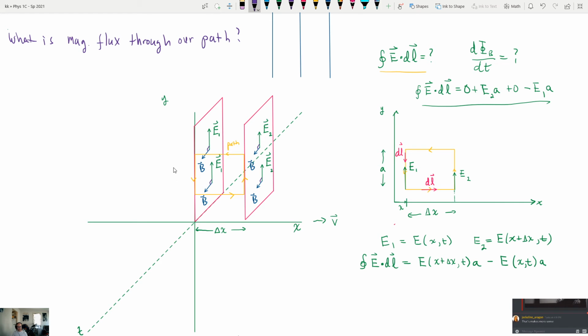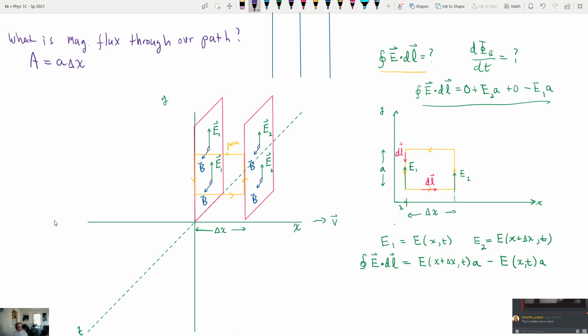What is the magnetic flux through our path? Well, when we look at our path right here, we can see the area. What's the area contained by this path? A times delta x. Okay, so first of all, we know that the area of our path is equal to A times delta x.